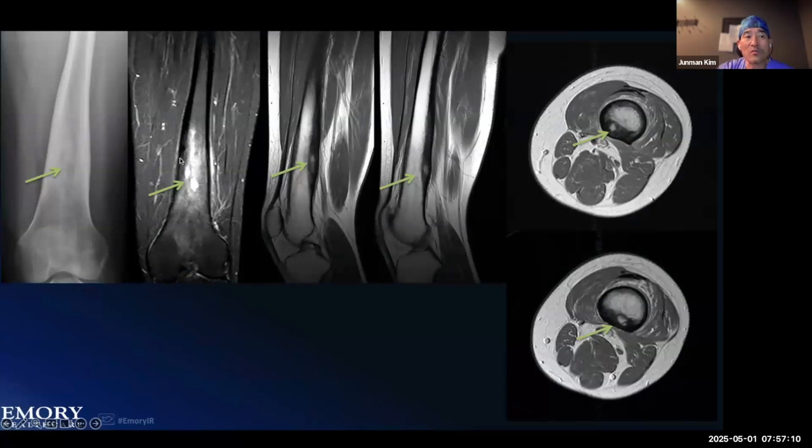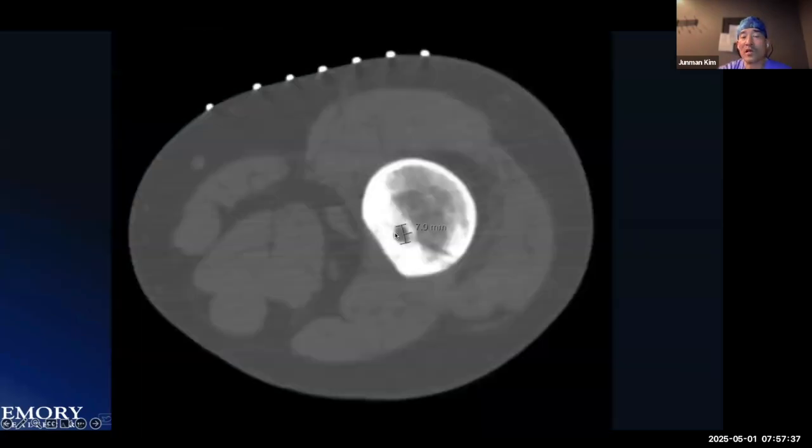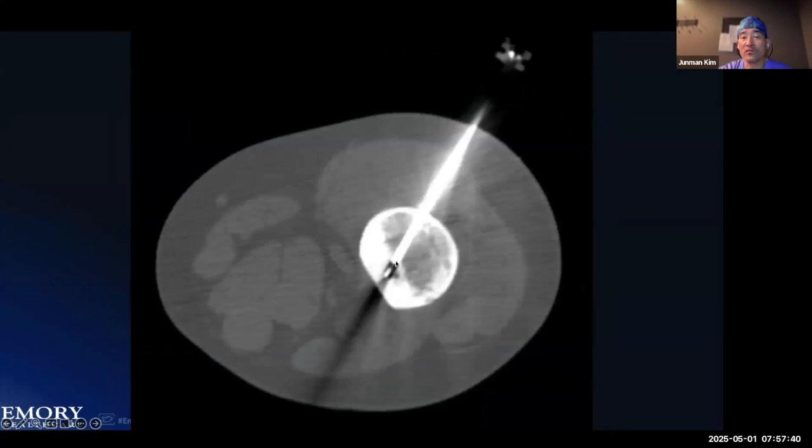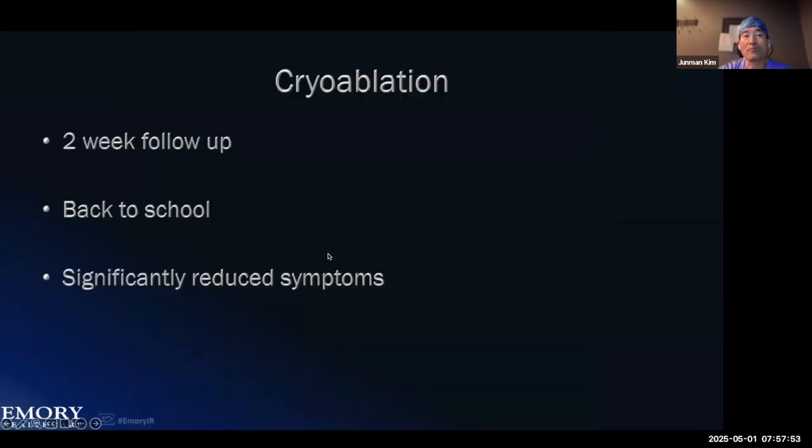Sometimes they get misdiagnosed because of the aggressive-looking features, for example as chronic osteomyelitis, but if you can actually diagnose it, we can treat this. This is the nidus in the posterior cortex with cortical thickening and bone marrow edema. So we were targeting this nidus under CT scan using a bone drill. You could use RF, you could use cryo, or some people in Europe use laser ablation. They do very well. At 2-week follow-up, he was back to school with significantly reduced symptoms.